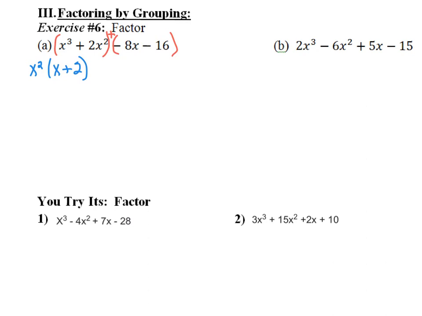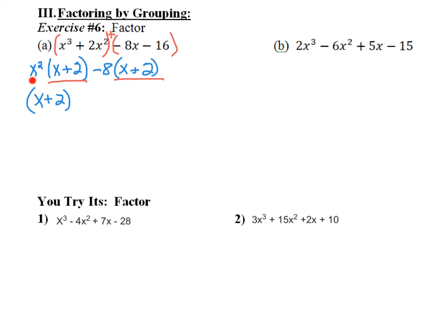Now I move to the second group, negative 8x minus 16. The greatest common factor there is negative 8, so I'm going to factor a negative 8 out of both of those terms, and I'm left with x plus 2 as well. So these x plus 2's are actually common binomial factors. So I'm then going to factor x plus 2 out of each group.